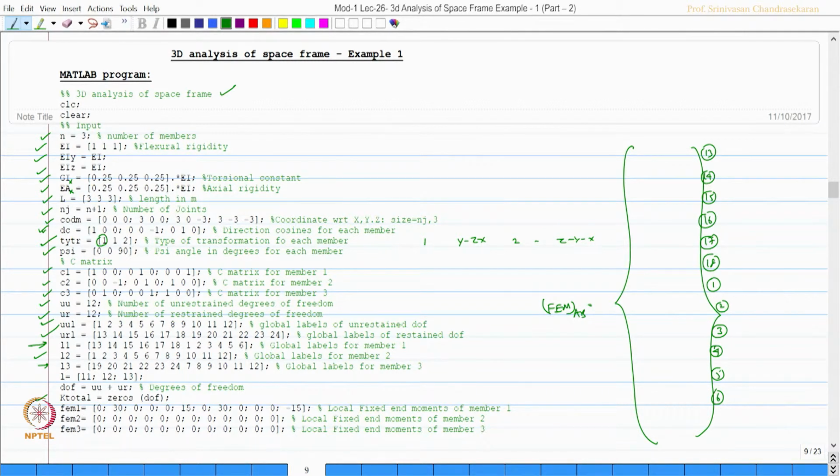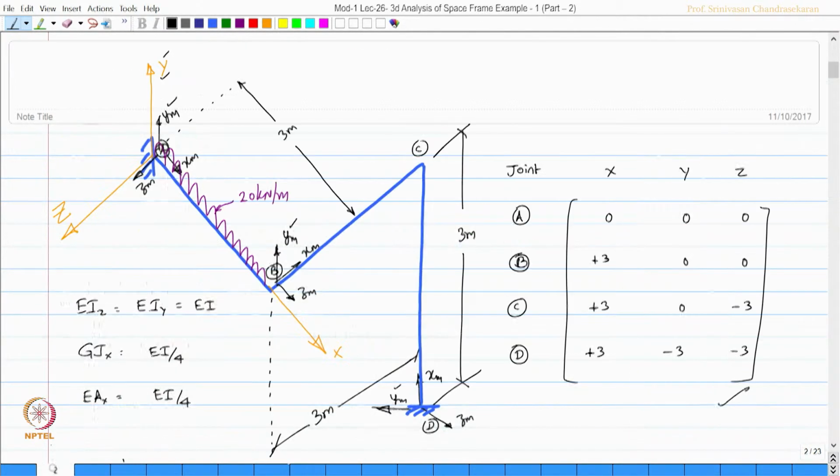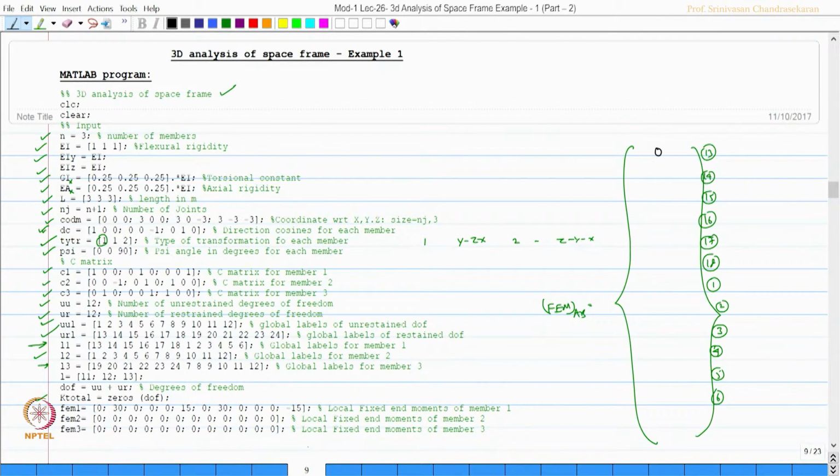So, 13 is along x, so no force. 14 is along y, there will be a reaction. The total load applied is 20 into 3, 60. So, 30 this way and 30 upward. So, plus 30. Along z no force, about x no force, about y no force, but about z there is going to be a reaction end moment, W L square by 12, which will be 20 into 3 square by 12, which amounts to 15. So, plus 15.